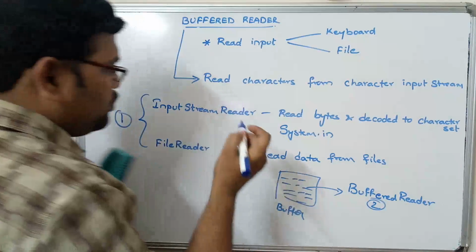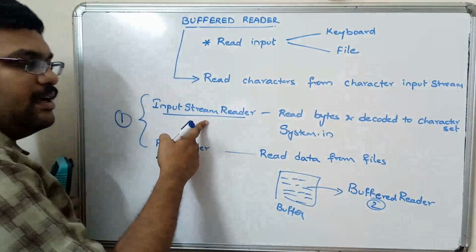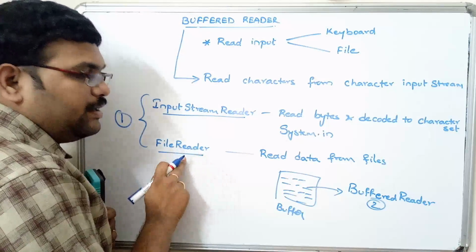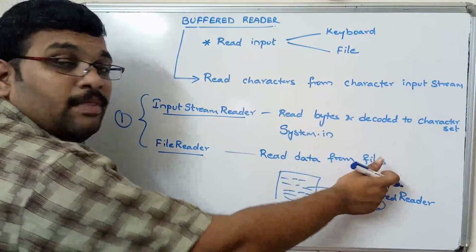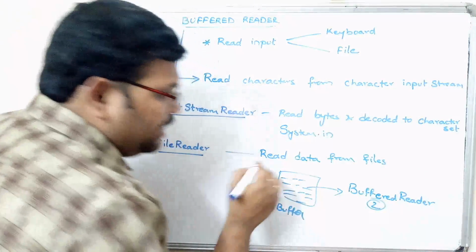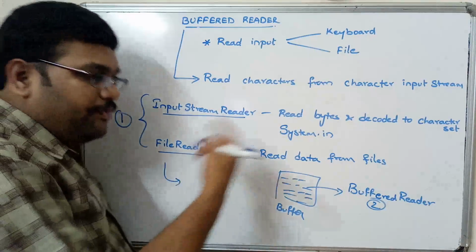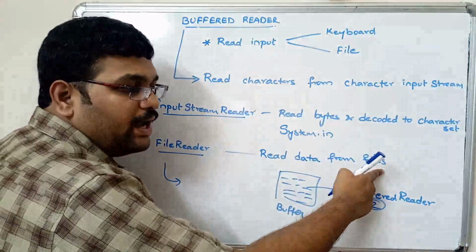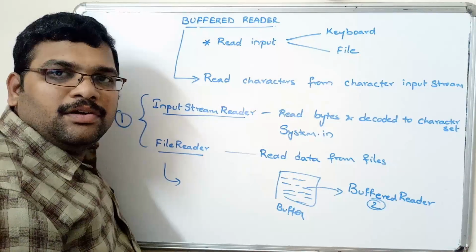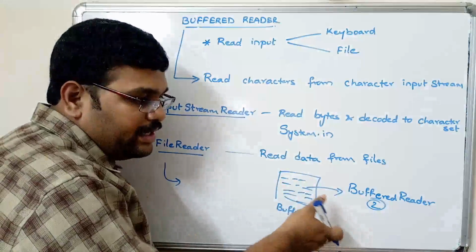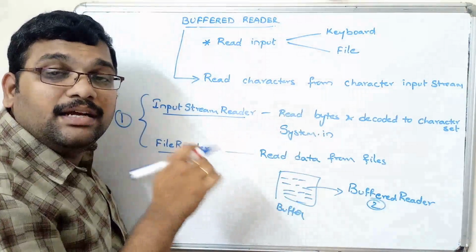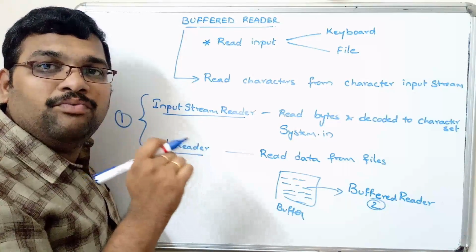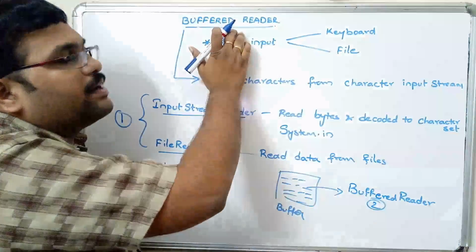What is the syntax? Once again, the InputStreamReader class is used to read the bytes from System.in, standard input. And FileReader is used to read the bytes of information from existing files. Here there is a question: if you are accessing the data from a file which doesn't exist, then it will raise an exception. So always we have to include an IOException while implementing this BufferedReader class.